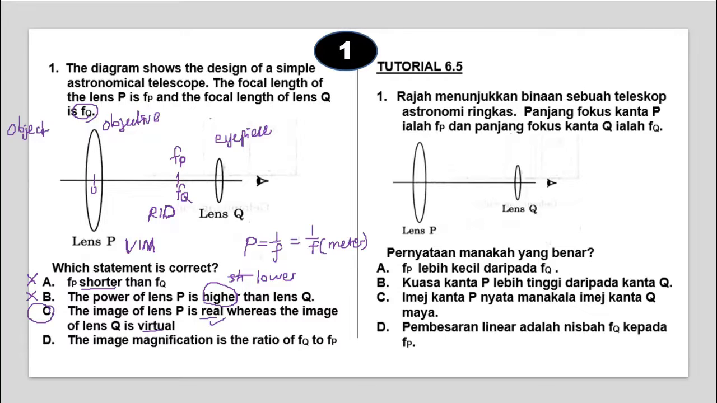Then we look at the image magnification, where the ratio is FQ to FP. In fact, magnification should be FO, the objective, divided by the eyepiece, or in this case FP divided by FQ, which means this ratio is also wrong. So the correct answer is C.